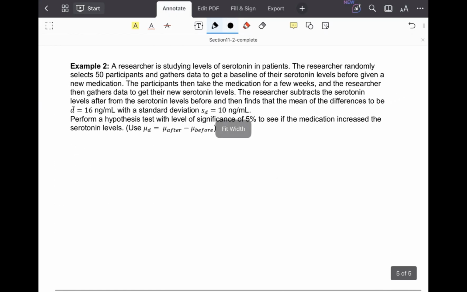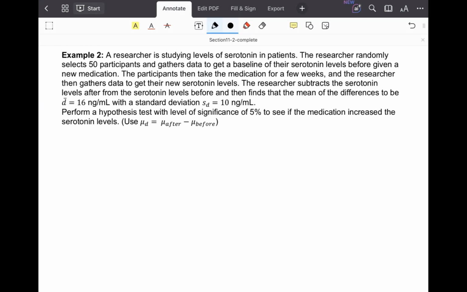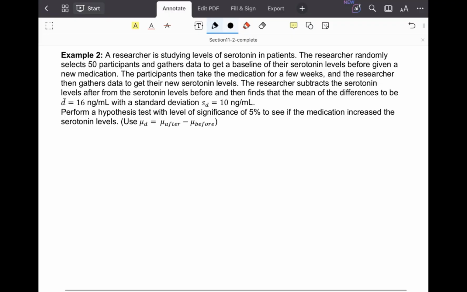Okay, so here's one last example, and this one has the statistics given to us, so it's a little bit different. It says a researcher is studying levels of serotonin in patients. The researcher randomly selects 50 participants and gathers data to get a baseline on their serotonin levels before given a new medication. The participants then take the medication for a few weeks, and the researcher then gathers data to get their new serotonin levels.